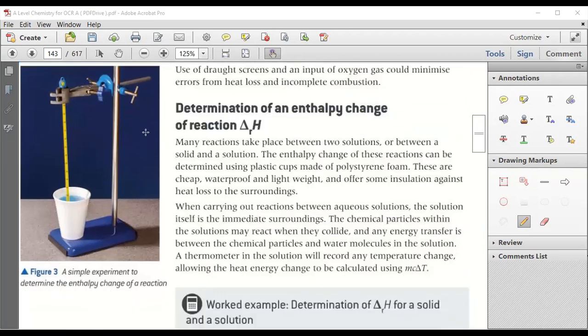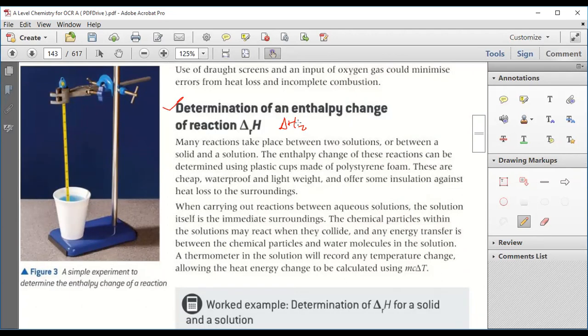Now, determination of enthalpy change of reaction, that is delta HR. Delta H is the enthalpy change in a reaction. Whenever a reaction takes place between two solutions, or between a solid and a solution, there will be an enthalpy change, and that enthalpy change is known as the enthalpy change of a reaction.